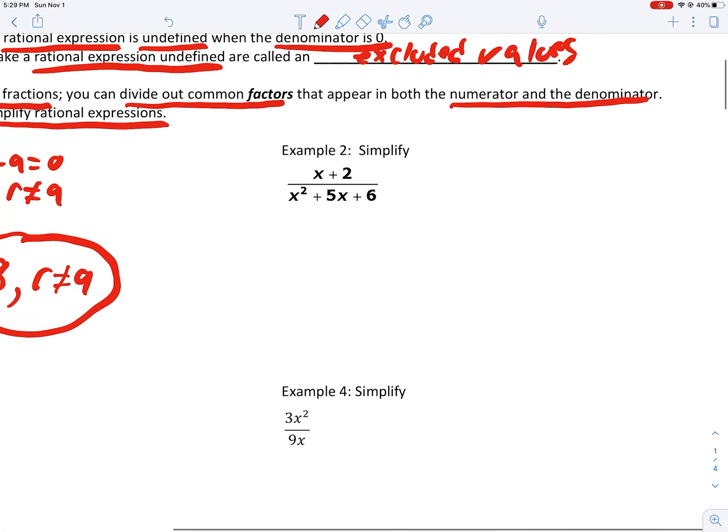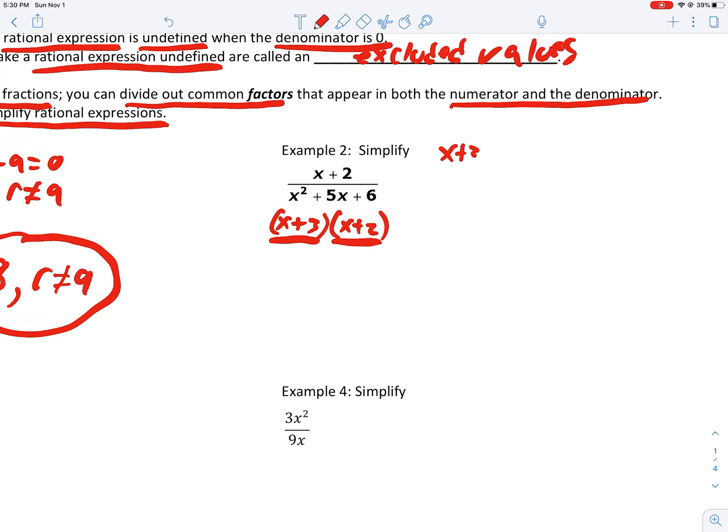So example 2, again looking at the denominator, I can't really tell if there's common factors in the fraction. So I'm going to factor it. So we have x times x. So factors of 6 that give you 5, that would be 3 and 2. And just like the last example, I want to figure out what makes my denominator equal to 0. Those are my excluded values.